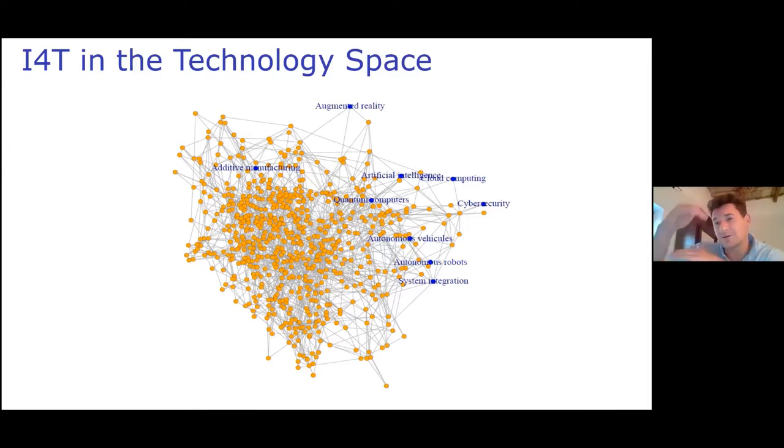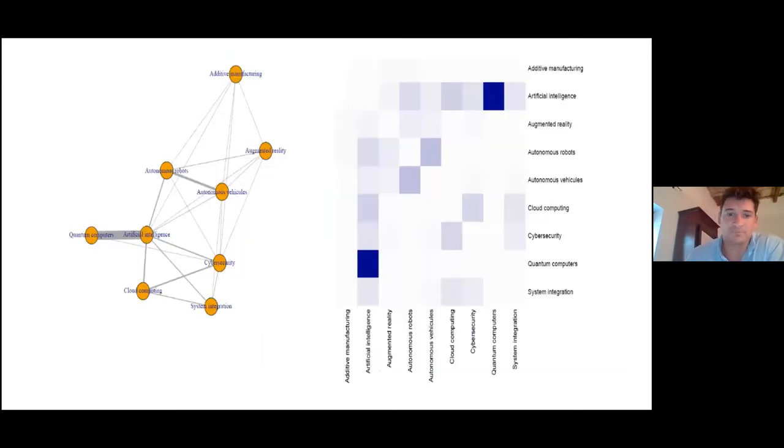So we look at how they're connected to these I4T technologies. And based on that, even if a region has absolutely zero activity in augmented reality, what we see is that if the region has a lot of related knowledge around augmented reality, then this is a viable path and strategy for the region to invest and try to boost this sector. Okay, that's basically how it works.